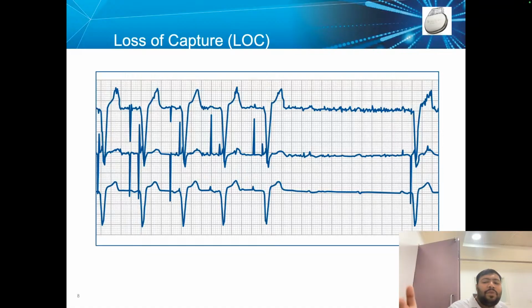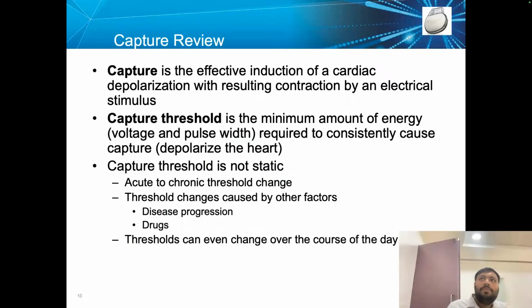What we can understand here is that even though we implanted the device, there is no benefit from the implanted device, because the patient will again get symptoms.